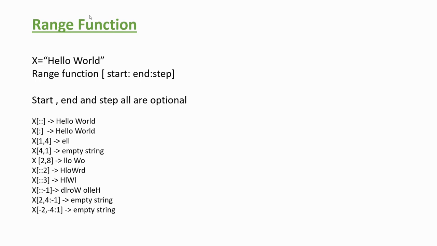Now what will happen if I provide the step as negative? When we provide the step as negative, the interpreter will start from the last position. If I say x[::-1], the interpreter will provide the reverse string. Remember one thing, if your step is negative, then your start and end should be negative. And if your step is positive, then your start and end should be positive. Else you will get the empty string. So if I say x[2:4:-1], we will get the empty string. Now let me open PyCharm and we will see some examples.